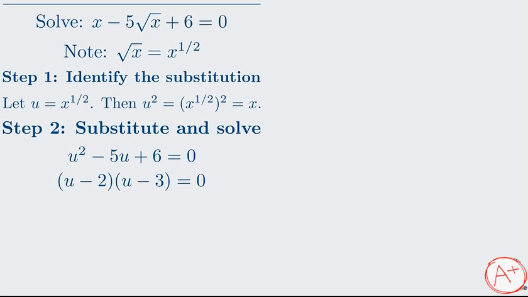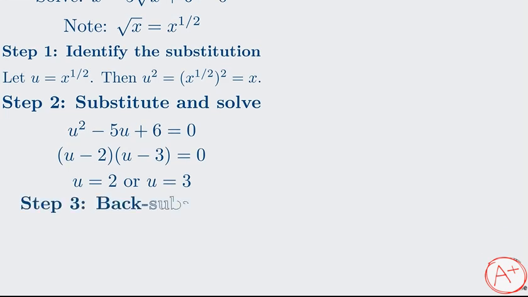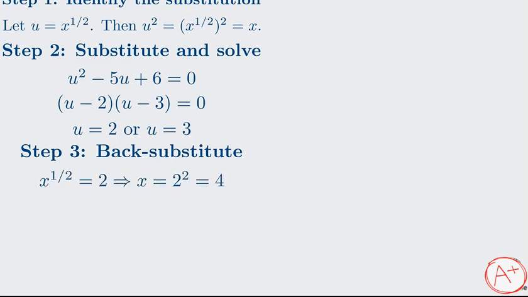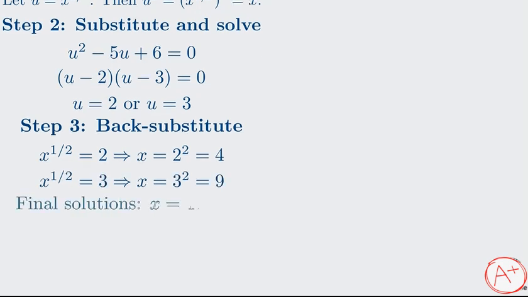This gives us two possible values for U. U equals 2 or U equals 3. Step 3, back substitute to find X. Now we return to our original variable, X. Since U equals X to the power of 1/2, if U is 2, then X is 2 squared, which is 4. Similarly, if U is 3, then X to the power of 1/2 equals 3, which means X equals 3 squared, or 9. Our final solutions are X equals 4 and X equals 9.